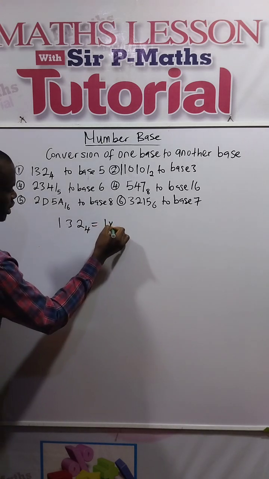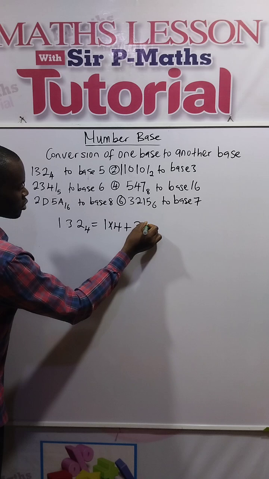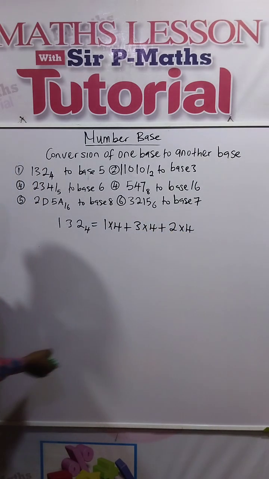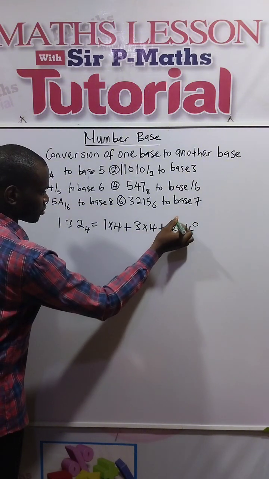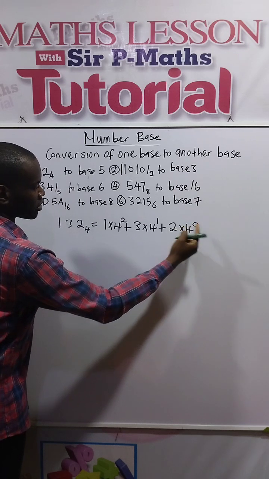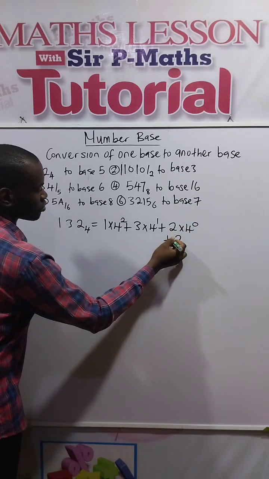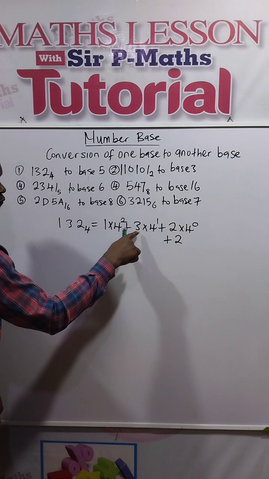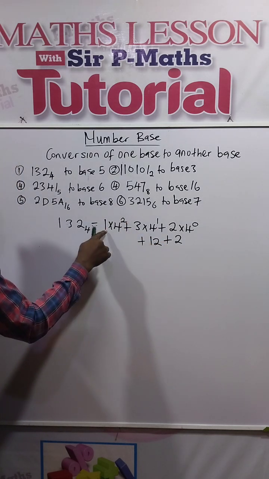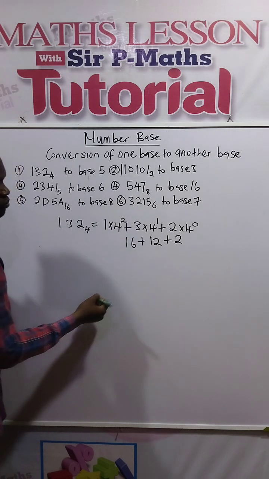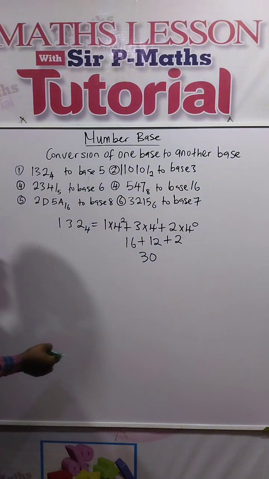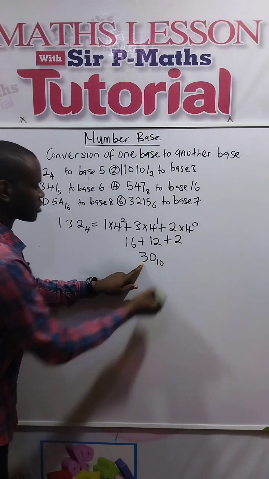So we have 1 times 4, plus 3 times 4, plus 2 times 4. Then assign indices 0, 1, and 2. Now 4 raised to the power 0 is 1. 1 times 2, we have 2. 4 raised to the power 1 is 4. 4 times 3, we have 12. 4 power 2 is 16. 16 times 1 is 16. Then add up all the numbers. We have what? 30. So this number now is in base 10.